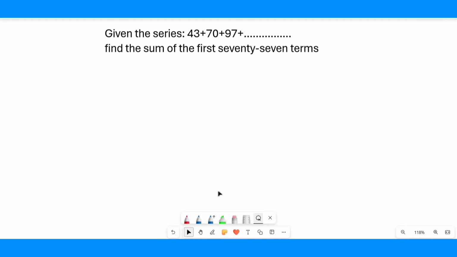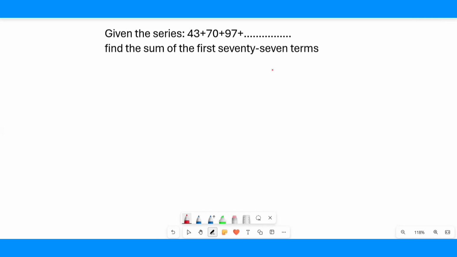So today we're looking at arithmetic progression. Let's look at what this question says. Given the series 43 plus 70 plus 97 plus, and it goes on, find the sum of the first 77 terms.